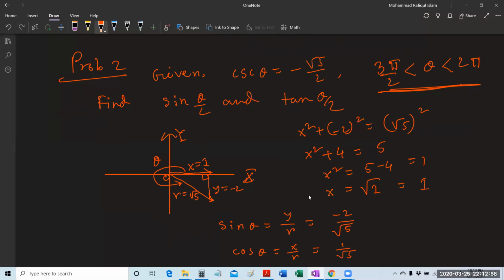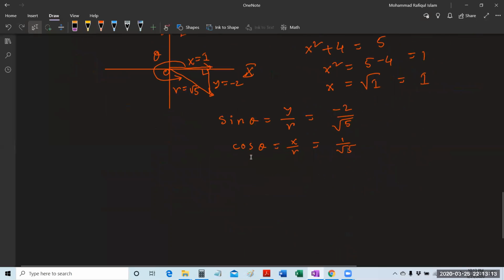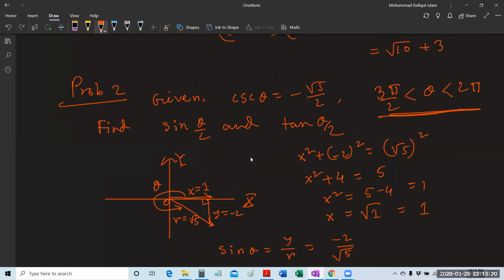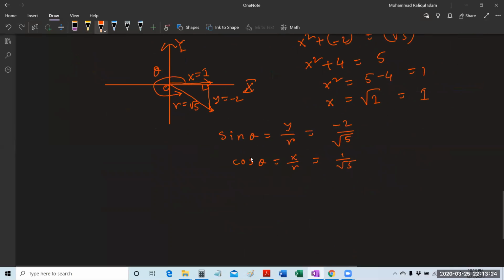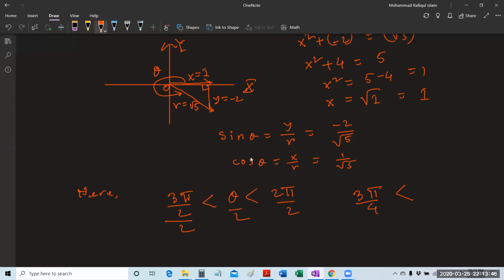Again, we're leaving our sine theta and cosine theta values in this irrational format because we'll finalize the expression in our final answer. Now we have to consider the condition again: 3 pi by 2 is less than theta, and theta is less than 2 pi. If we divide everything by 2, we get 3 pi over 4 is less than theta by 2, and theta by 2 is less than pi.